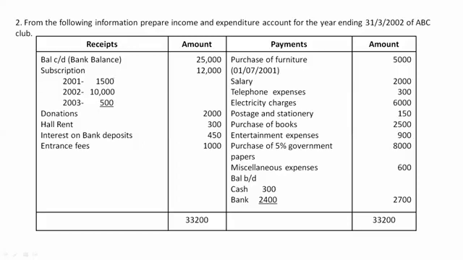So keep watching. Now the question is, from the following information, prepare income and expenditure account for the year ending 31st March 2002 of ABC Club.